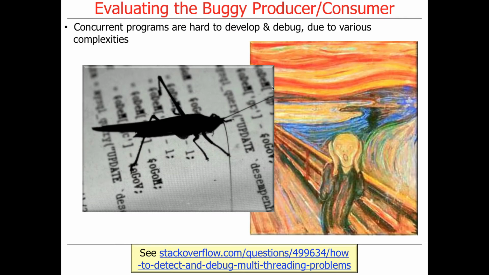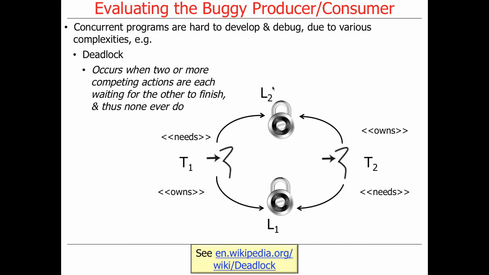Okay, so just as a little synopsis of this, stepping back one level, concurrent programs are hard to develop and debug for a variety of different reasons, and there are some good articles that I'll point you to that give you more information about this. One problem is deadlock, and deadlock occurs when you have 2 or more threads where each thread is trying to acquire a resource that the other thread owns and won't give up its resource till it gets the other one, right? So it's often called circular waiting.